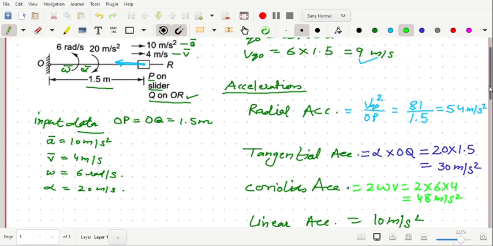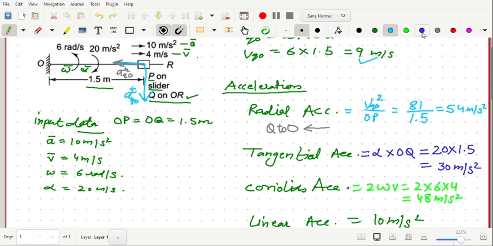These are the magnitudes. Now what will be the directions? So direction of radial acceleration will be from point Q to O. So this will be the direction as represented here. So this is the radial acceleration of point Q toward R. What would be the direction of the tangential acceleration? So tangential acceleration is perpendicular to the length and in the direction of the alpha. So alpha is clockwise, so this will represent the direction of the tangential acceleration at of QR.